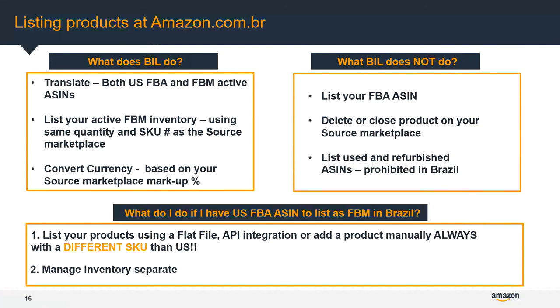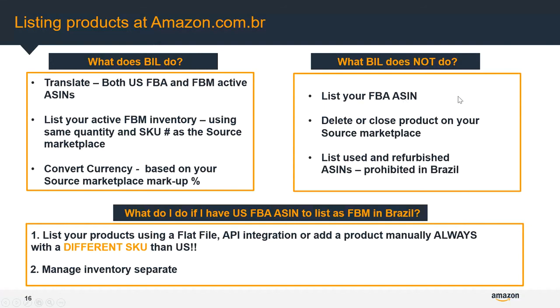And it is going to pick the same quantity and the same SKU number as your source marketplace, which is the United States. The United States and Brazil are a unified account, and you can manage inventory together if you're an FBM seller. All your ASINs are FBM, so that's a great perk. Also, what this tool does is convert the currency. So you put the markup at 70%, and then this tool will mark it up plus convert the currency to Brazilian reais. What this tool will not do for you is list your FBA ASIN.